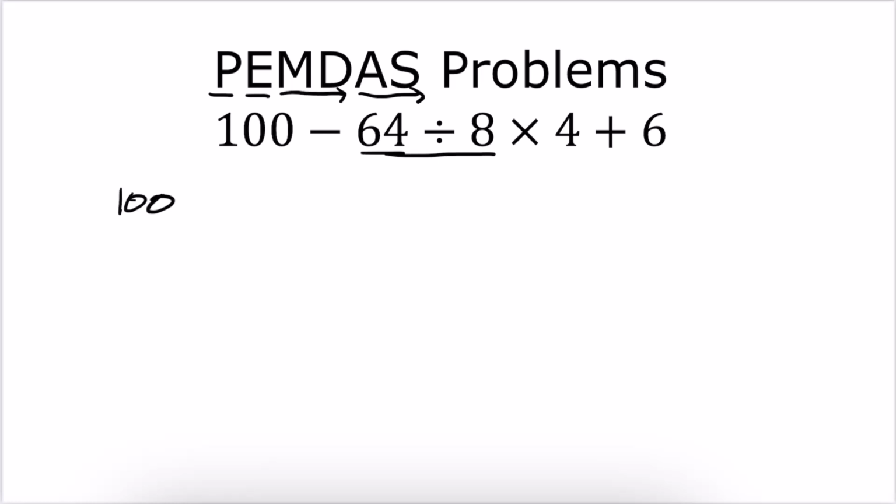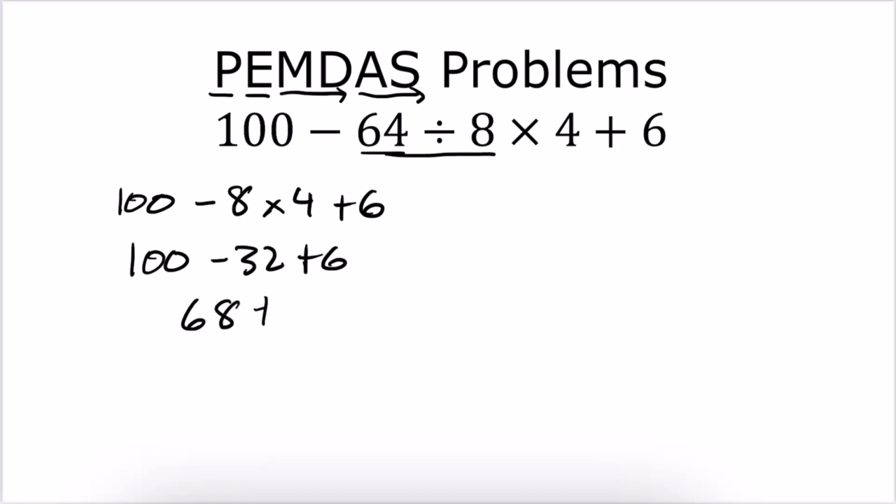So I would have 100 minus 8 times 4 plus 6. Then I can do my multiplication, and 8 times 4 is 32. So I'd have 100 minus 32 plus 6. And then I would do addition and subtraction from left to right. So 100 minus 32 is 68 plus 6. And then if I do my addition, that's going to give me the number 74. And this is the correct way to use the order of operations.